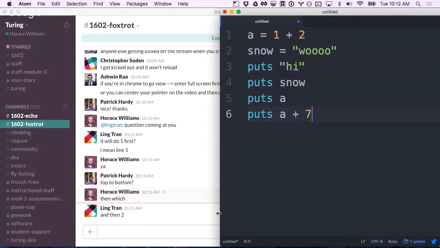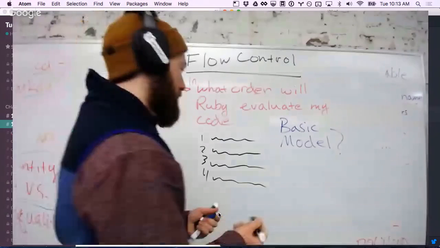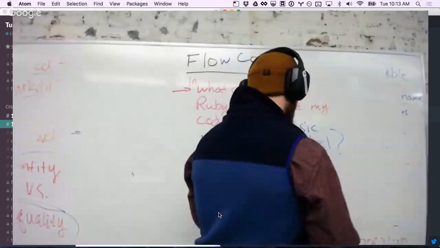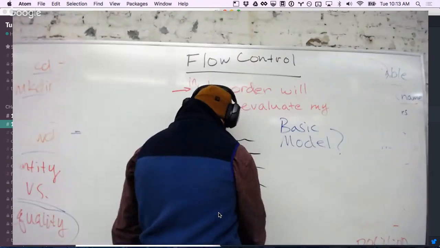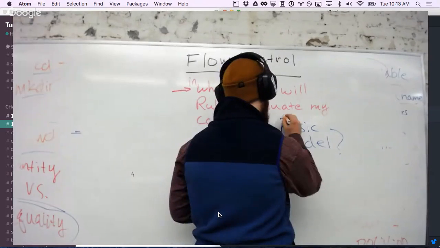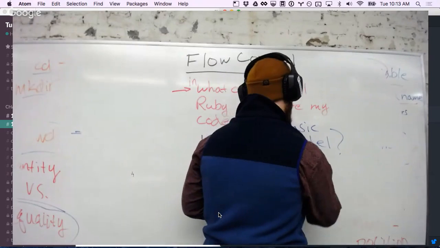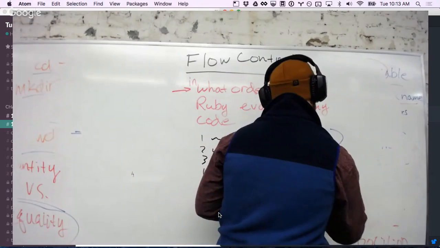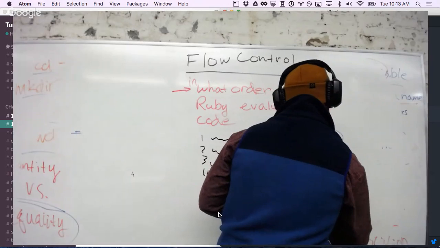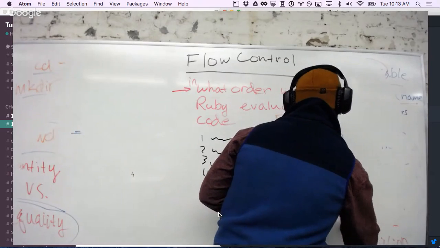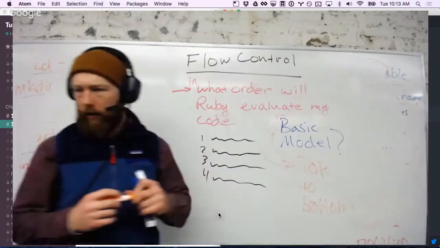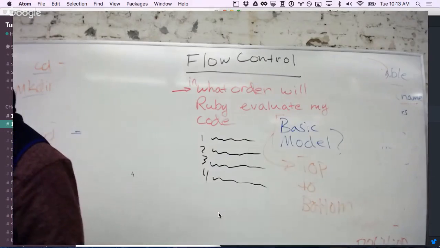Cool, there we go. Basic model, right? It'll do 1, then it'll do 2, then it'll do da da da da da. So the basic model we could summarize as, and this is perhaps somewhat obvious, top to bottom, right? And that's kind of how things start out.